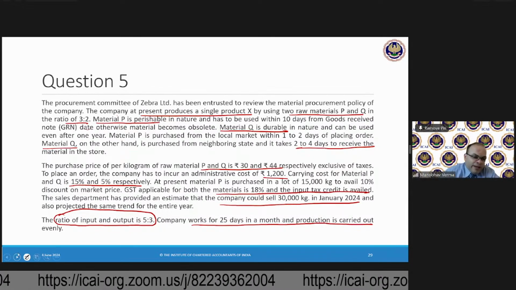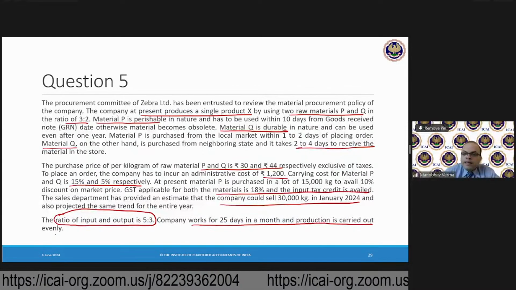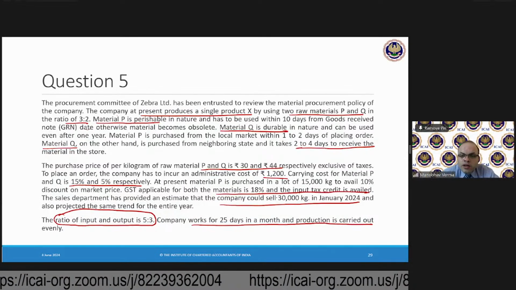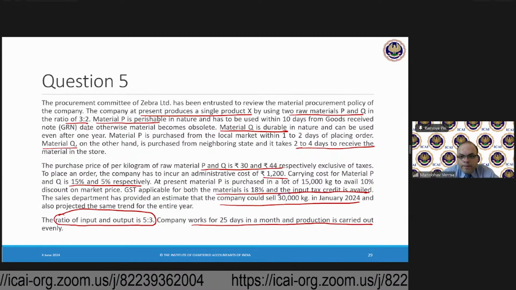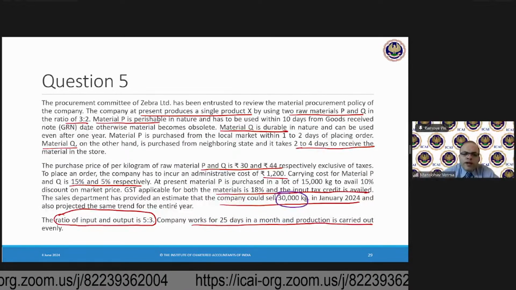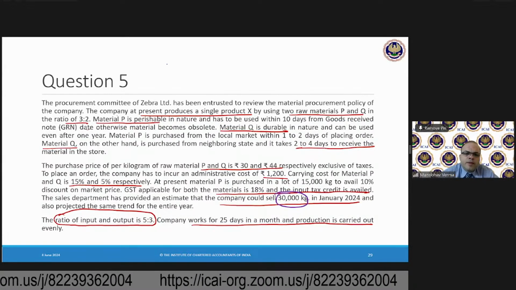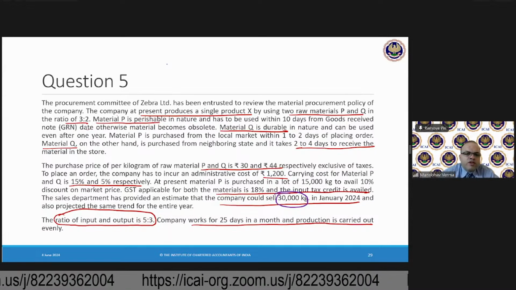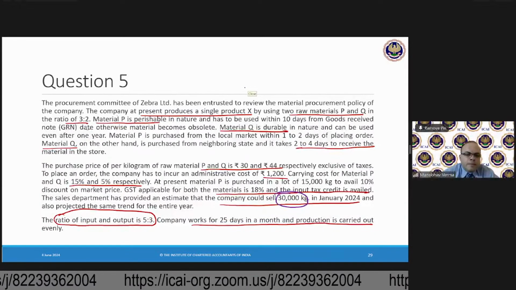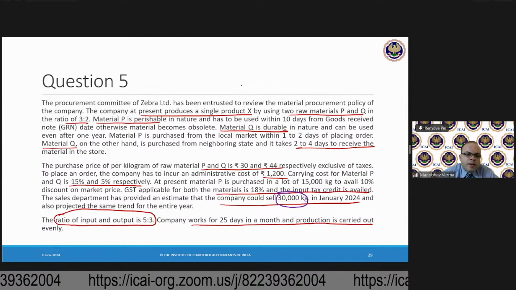Let me try to guess. And Preeti, you can let me know if that was your approach or not. So the company has given an idea that you are talking about 30,000 kg, and the ratio of input and output is 5 is to 3 here.